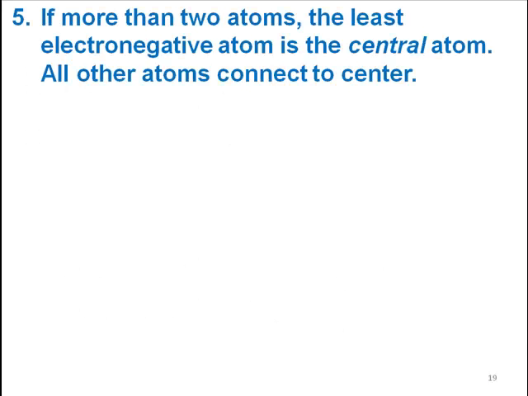Now, here's the next step. Okay, we got that. That works most of the time. If more than 2 atoms, the least electronegative atom is the central atom. All other atoms connect to the center. So, periodic table, real quick flashback. Periodic trend. What is the most electronegative element on the periodic table?